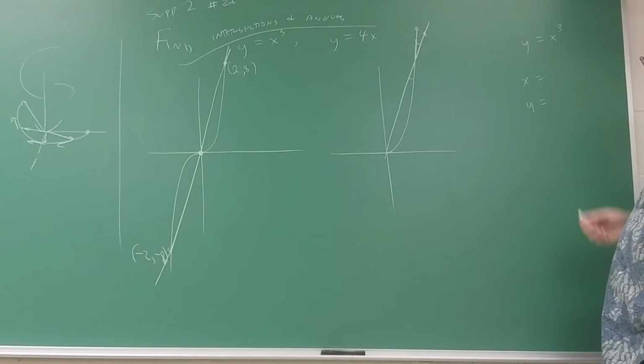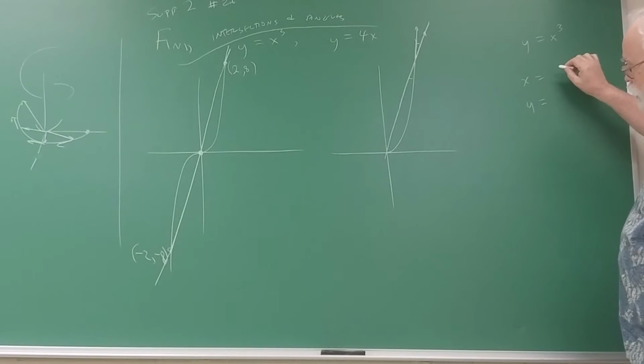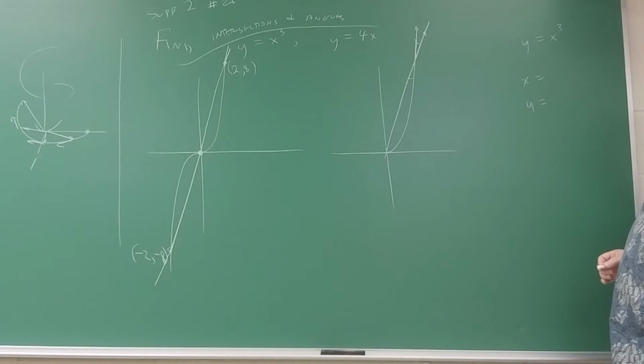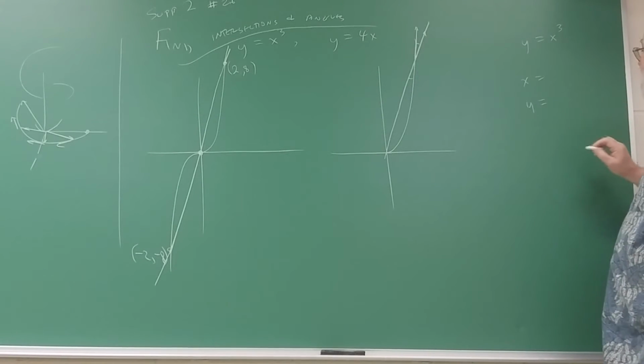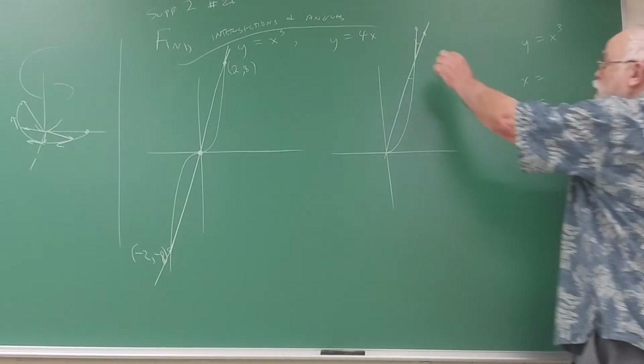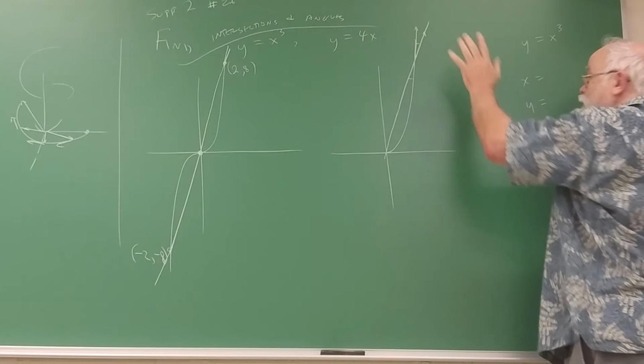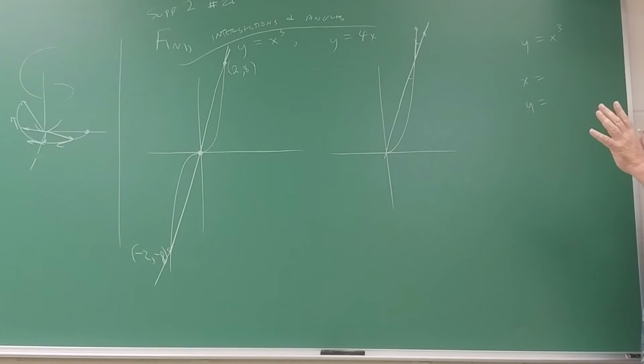X equals the cube root of y. I could do that. X equals 2, y equals 8. But that would only be this point. I want it all along here, so I need some variables. She suggested using y as a parameter and letting y equal y and x equal the cube root of y.